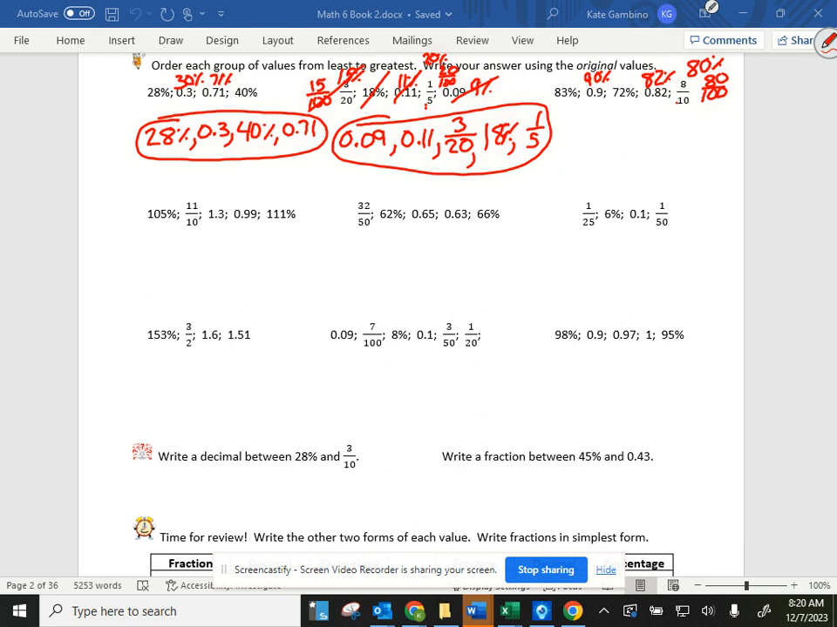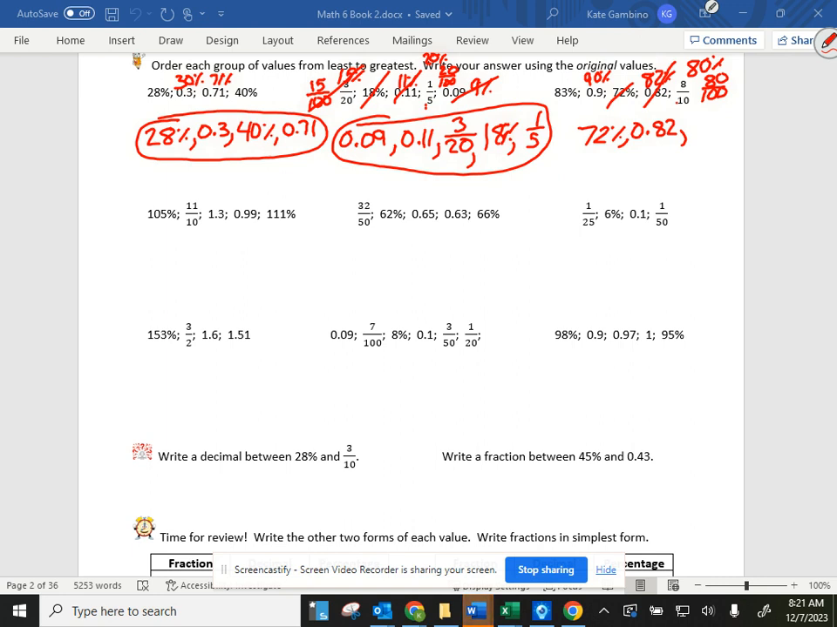So now that I know my percentages, which value is my smallest value? Kelly? 72%. 72% is that smallest one listed. I'm going to cross it off because I've used it already. What is my next value, Layla? 0.82, that 82 hundredths. So I'm going to cross that off because I've used that one already.